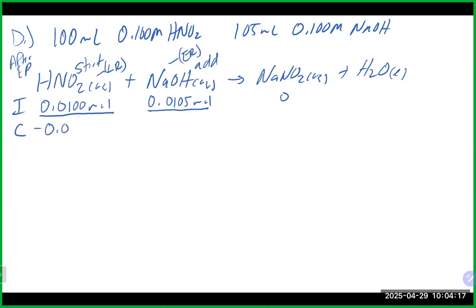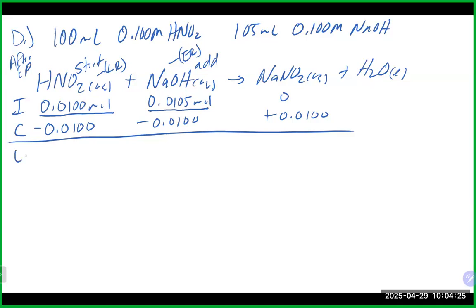So we're going to go minus 0.01, minus 0.01, and plus 0.01 moles here. That's going to get us at equilibrium 0 and 0.0005 and 0.01.